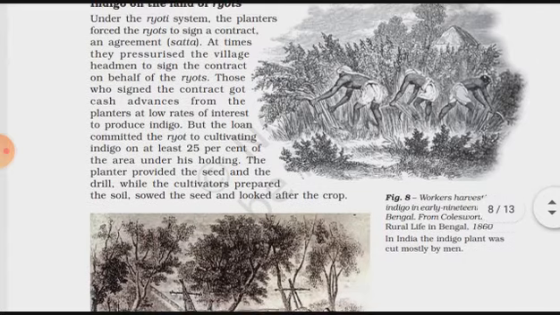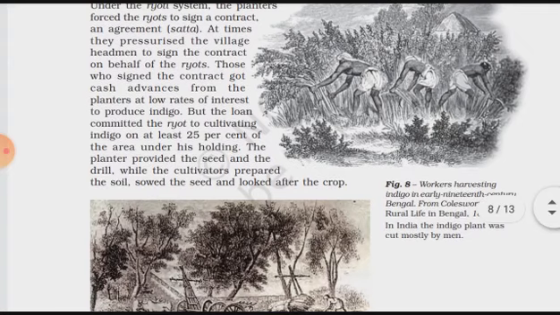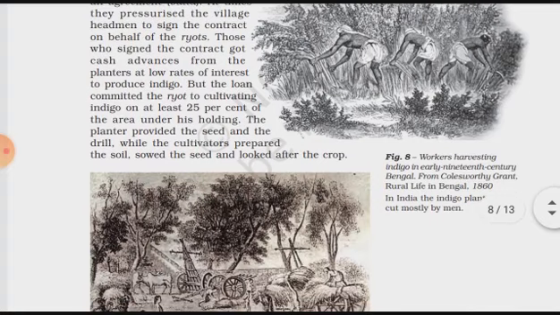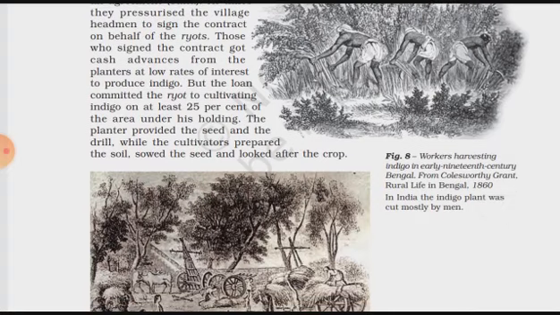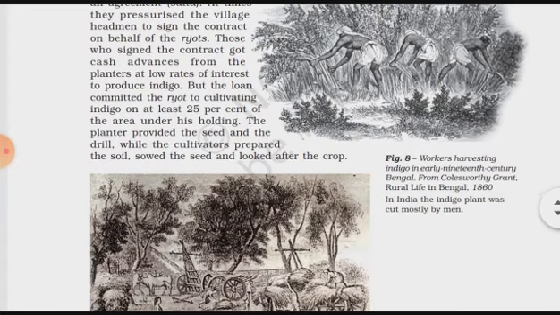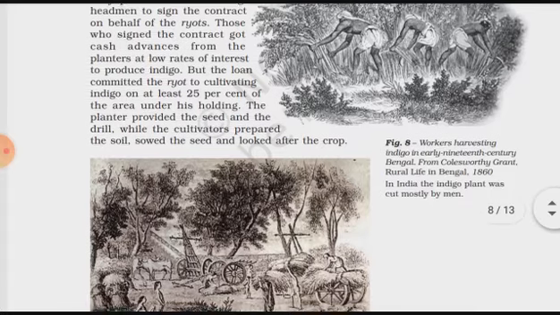At times, they pressurized the village headman to sign the contract on behalf of the rayats. So at that time, whoever the European planters were, they pressured and forced the village headman to sign the contract on behalf of these rayats, these landowners or peasants. Those who signed the contract got a cash advance from the planters at a low rate of interest to produce indigo.